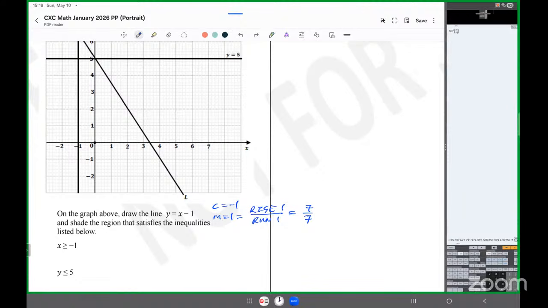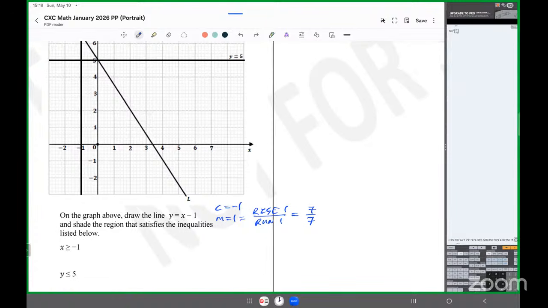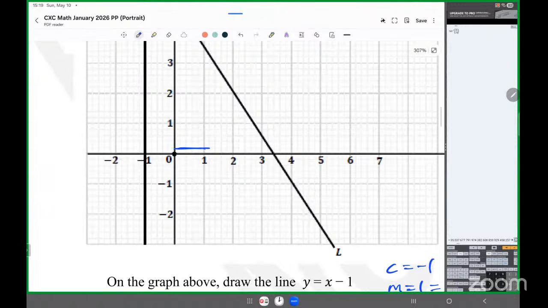Remember also that when I'm rising and running on the grids, we're rising and running on the units. So I have to check the scale. Horizontally, 1 grid is 1 unit, good. And vertically, 1 grid is 1 unit. So here the grid is the unit.